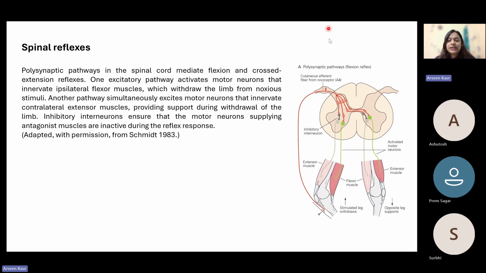Then we'll understand a little more about these spinal reflexes. There are multiple kinds of spinal reflexes that could happen, right? It could either be polysynaptic pathways or monosynaptic pathways. We'll understand both of them, right?